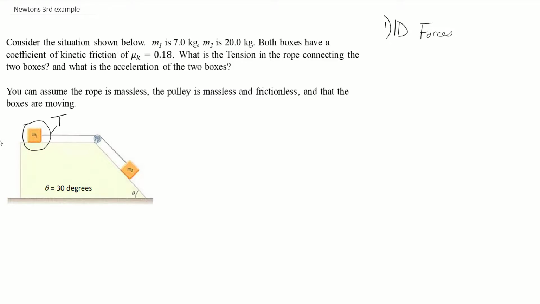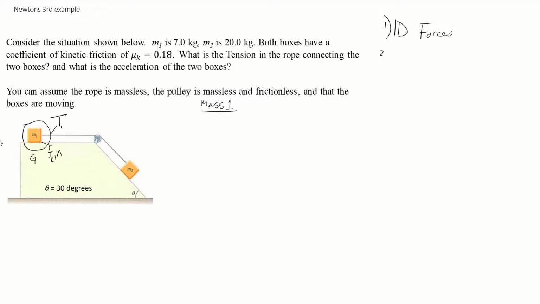We have the rope, so there's a tension on mass 1. And we have the surface of the ramp or whatever this thing is. If there's a surface touching it, surfaces can have friction and a normal force, right? So those are the only two things touching mass 1. Now we move on to long range forces, and there's gravity. So for mass 1, we have friction, the kinetic friction, the normal force, tension, and gravity.